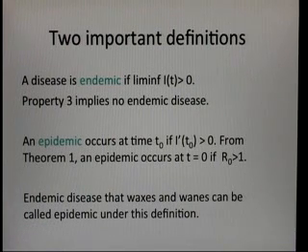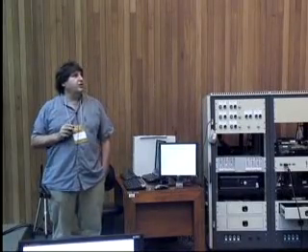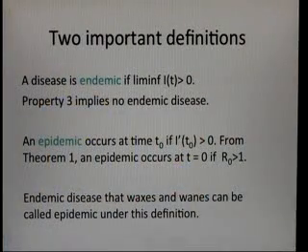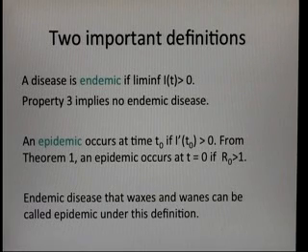And then an epidemic is said to occur at some time if the number of infectives at that time is increasing. Again, this isn't the best definition, but this is the definition in the literature. From Theorem 1, remember, if R0 is bigger than 1, the disease starts increasing. So an epidemic occurs at t equals 0. And these aren't mutually exclusive, because you can have endemic disease that increases, decreases, increases, decreases, which corresponds to maybe infinitely many epidemics.